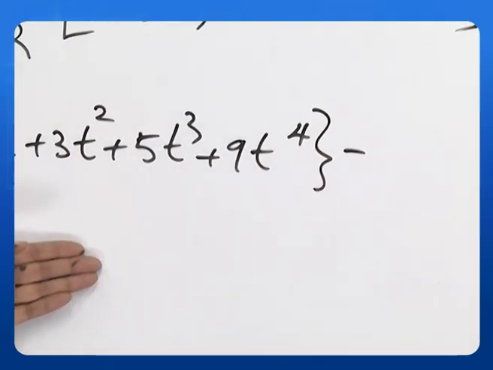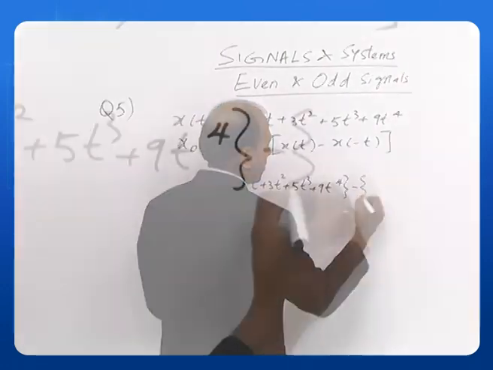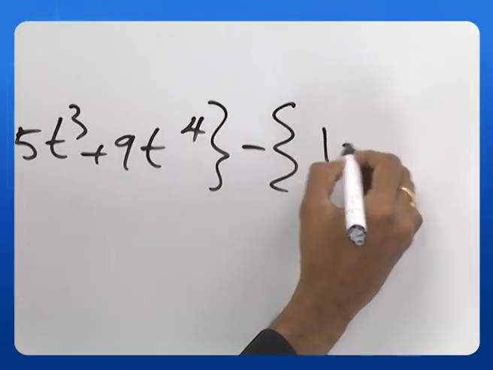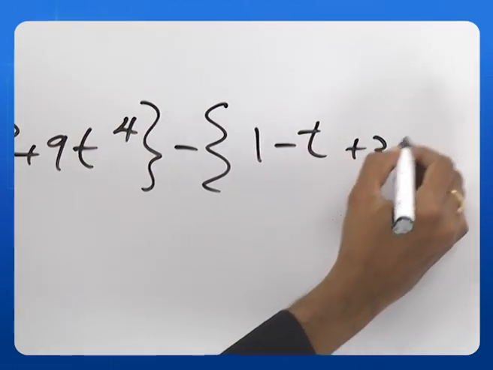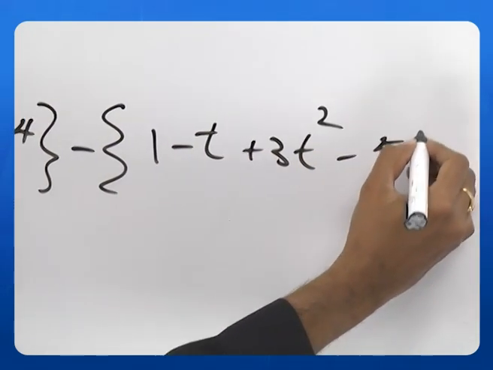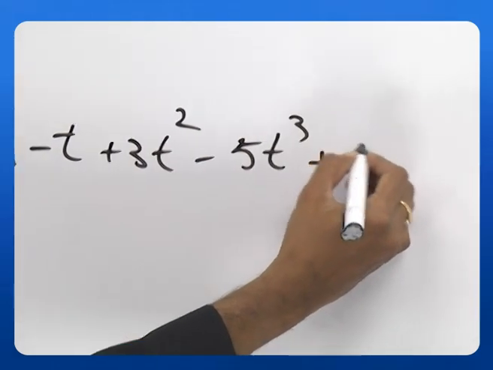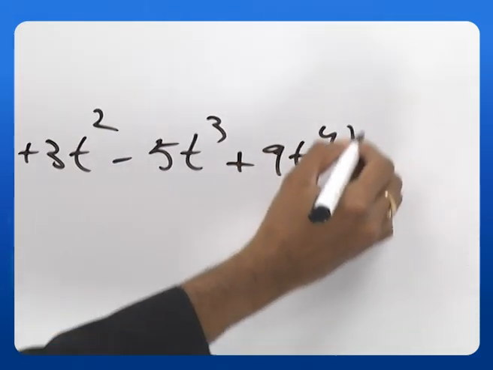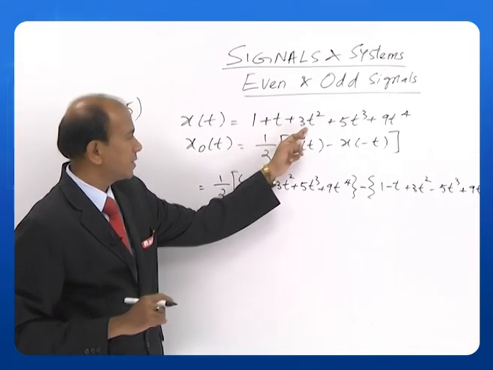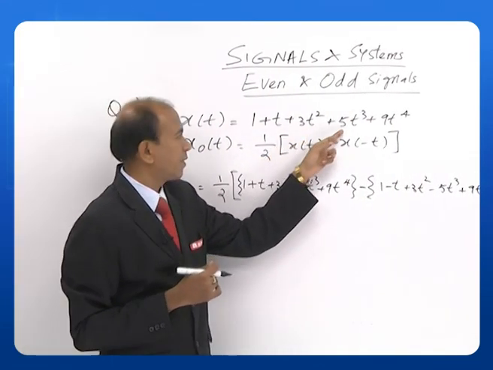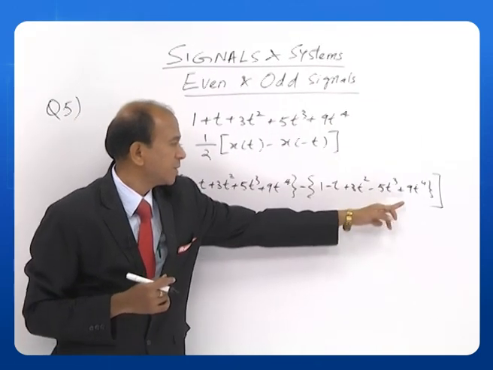Now, we will write the x of minus t component. So, x of minus t component is 1 minus t plus 3t square minus 5t cube plus 9t to the power of 4. Okay, after calculating, this is what we got. This is minus t, so minus of minus is plus; this is 5t cube, so it is minus 5t cube; this is plus, this is plus.